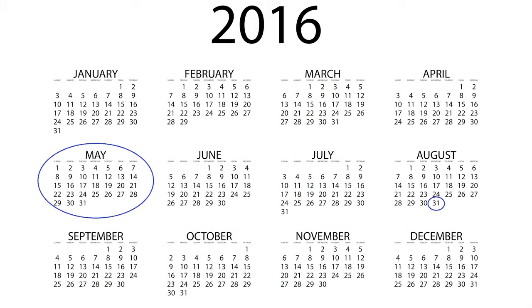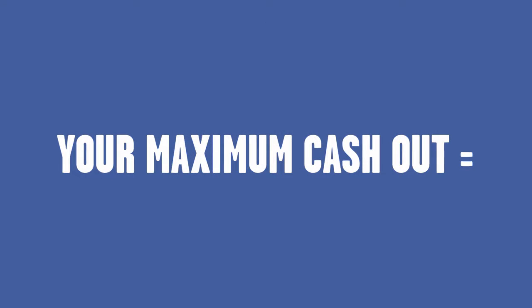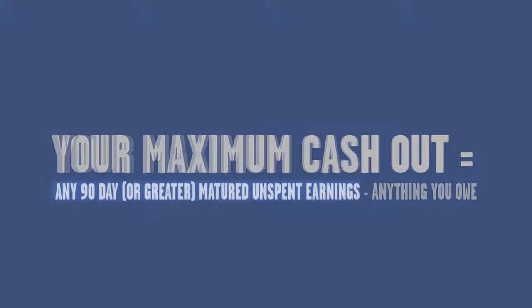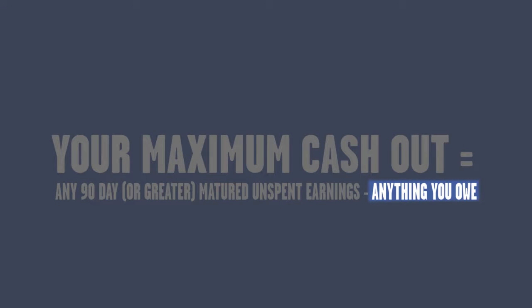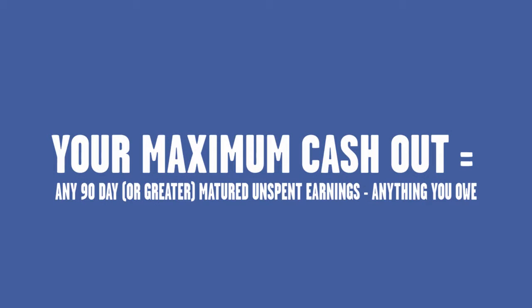Here's the rule for matured cash outs. You can cash out any of your unspent profits that have matured for 90 days after the month they were generated. For example, you can cash out all of your profits from May on the last day of August, which is 90 days after the month of May. In other words, on the last day of August or any time after that, your earnings from May or any time before that will be eligible for cashing out. So, on the last day of August, simply take all the unspent earnings from May or any time before and subtract out anything you owe the platform, and that's exactly how much you can cash out.